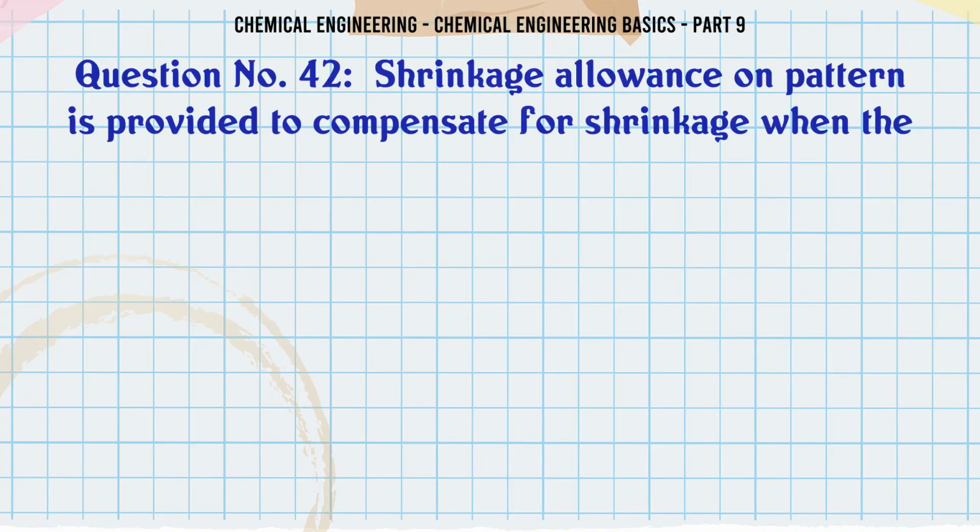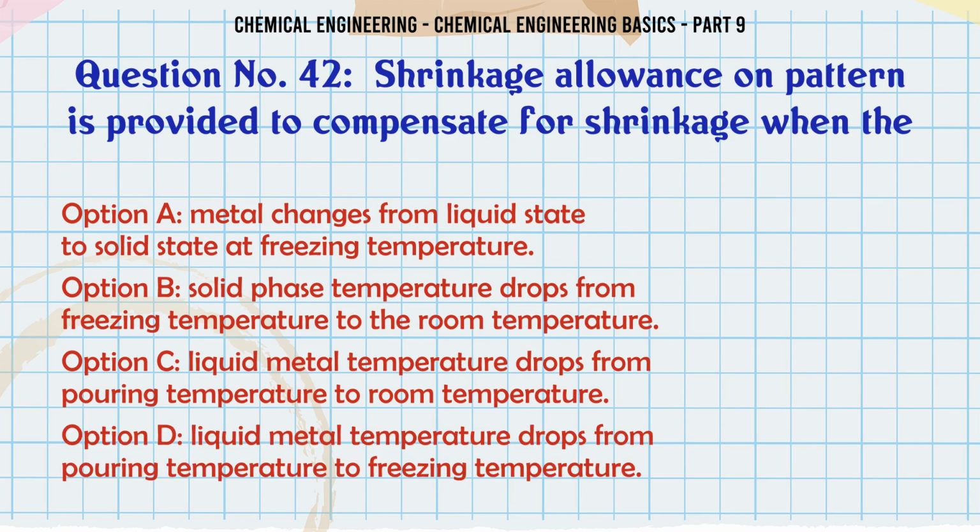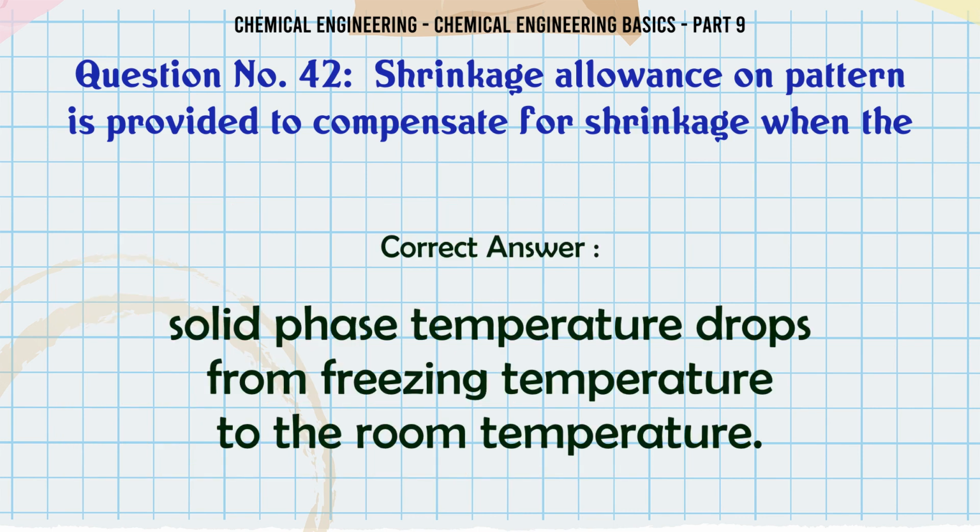Shrinkage allowance on pattern is provided to compensate for shrinkage when the: A. metal changes from liquid state to solid state at freezing temperature, B. solid phase temperature drops from freezing temperature to the room temperature, C. liquid metal temperature drops from pouring temperature to room temperature, D. liquid metal temperature drops from pouring temperature to freezing temperature. The correct answer is solid phase temperature drops from freezing temperature to the room temperature.